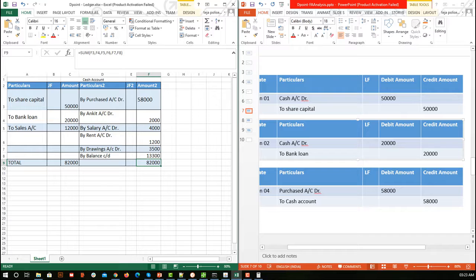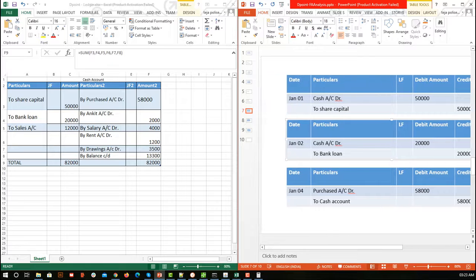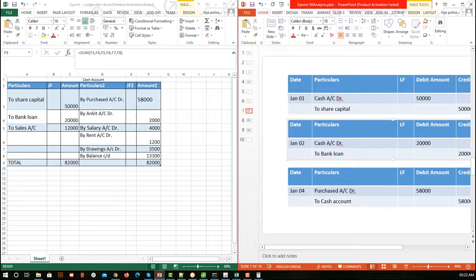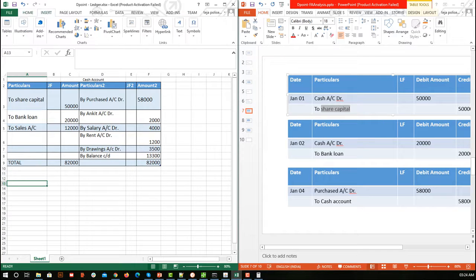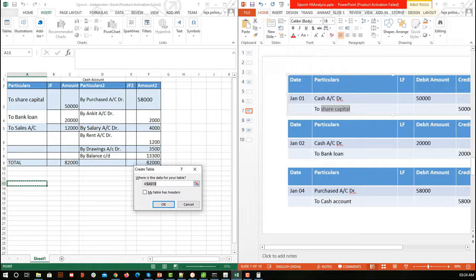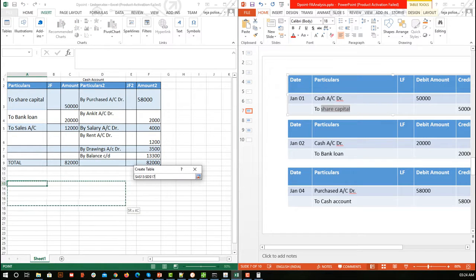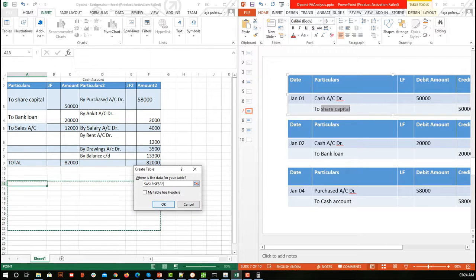Similarly, we'll do it for the other accounts. So how do we choose the account? Let's see what was our first transaction. Our first transaction was this one. So here we see the next account is our share capital. So what we are going to do is create a table, insert table. We need 6 columns for sure, 1 2 3 4 5 6 columns, and the rows we are not sure about as of now.